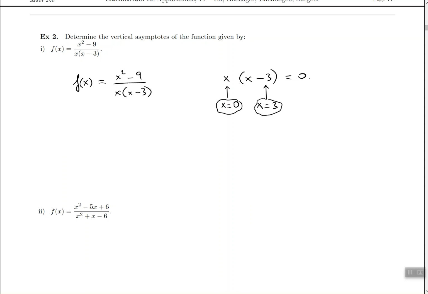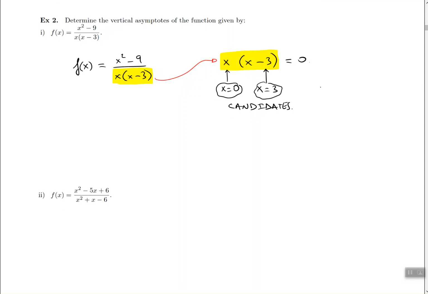Now, which one of those is going to be the one that we call VA? Which one of those is not going to be VA? So I grab the denominator, set it equal to 0, and find the candidates. And to know which one of those is the VA and which one is not, we take the number and put it into the numerator.